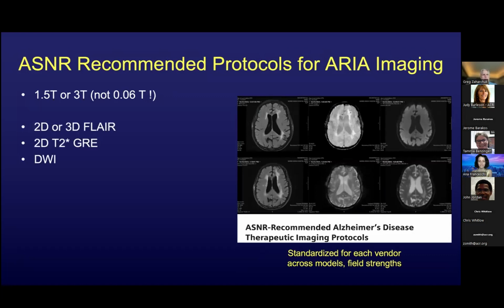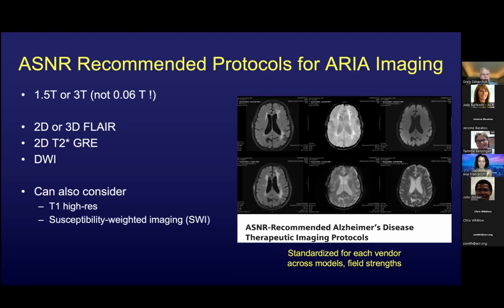You want to use either 2D or 3D FLAIR. As I said, I prefer to have both just to remove ambiguity, because both can have artifacts. You definitely need to do 2D T2 star gradient echo. And as mentioned before, diffusion can be helpful if patients have asymptomatic ischemia, which they will have, just to make sure you're not calling that ARIA. If you're looking for a protocol, you can look at the ASNR website, and there are standardized protocols from each of the vendors that you can use.